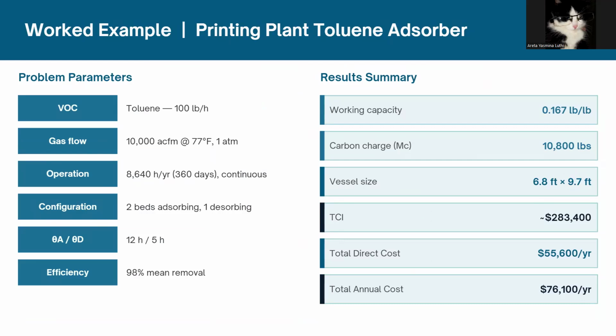And this is the worked example. The parameters are as we can see in here, and then the values of the problem parameters. So what is actually shown by this problem? This example shows that a well-designed carbon adsorption system achieves about 98% VOC removal at a moderate total annual cost, especially when recovery credits are properly accounted for.